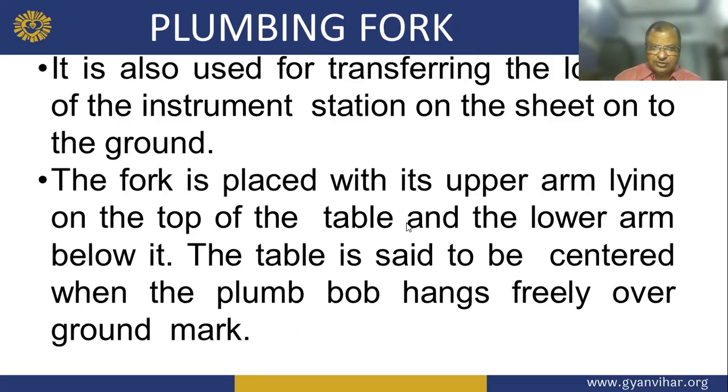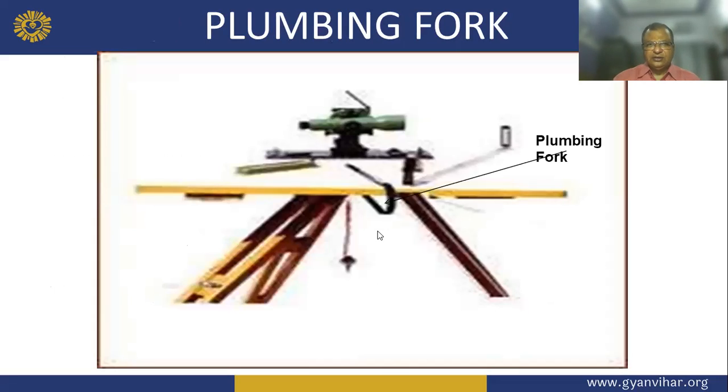The fork is placed with the upper arm lying on the top of the table and the lower arm below it, and the table is said to be centered when the plumb bob hangs freely over the ground mark. This is the plumbing fork.